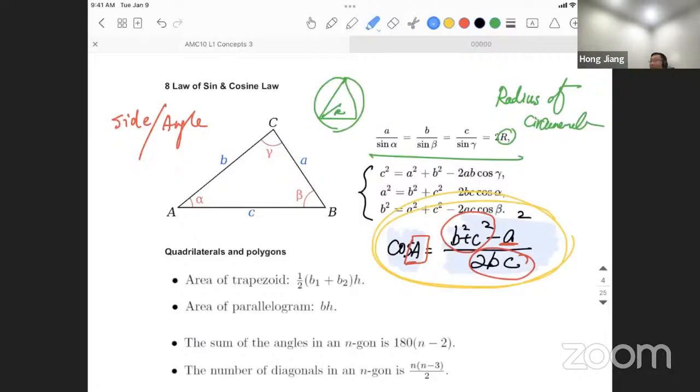So this is actually something very important. Whenever the question gives you a bunch of side relationships, but ends up asking you about some angle relationship, cosine law is the most important stuff.